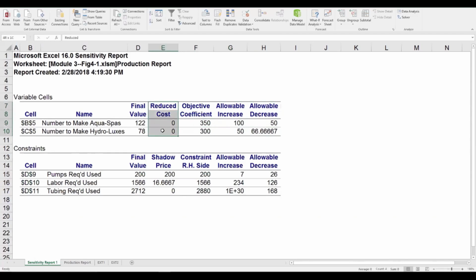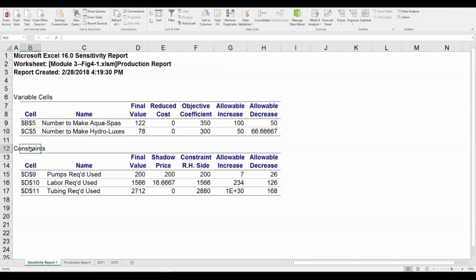We also have the reduced cost information. The reduced cost means how much we need to reduce the current cost in order to produce the product. For example, we have 0 for Aqua-Spa. It means we do not have to reduce any cost in order to produce Aqua, because the current marginal profit for Aqua is big enough. So we have the final value 122. Similarly, for Hydro-Lux, we have 78 as the current value. It means we do not have to reduce any cost in order to produce Hydro.